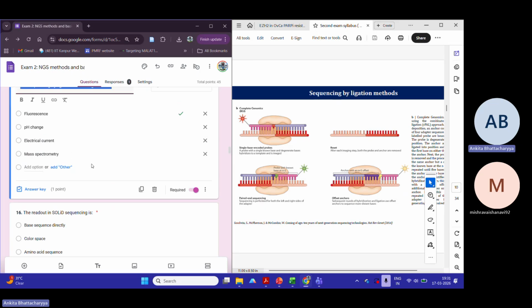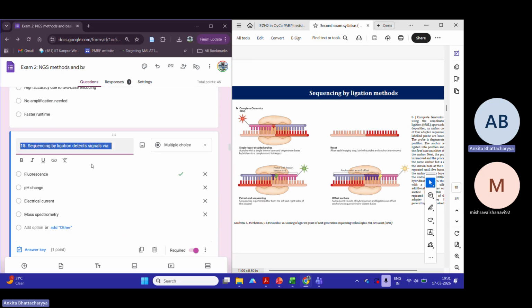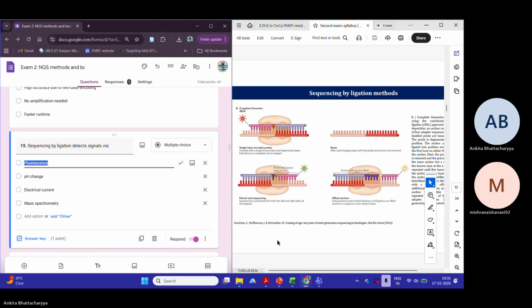Then, how does it actually detect the signal in sequencing by ligation? If you look here, you can obviously see that apart from the probe, the tag or the signal that can actually be read in this case is the presence of a fluorophore or a fluorochrome towards one of the ends of the probe, and therefore fluorescence-based detection works for sequencing by ligation. pH change, electrical current, mass spec, of course, are for other processes.